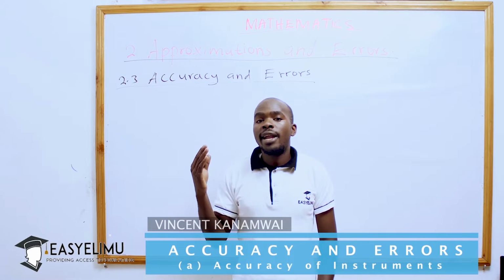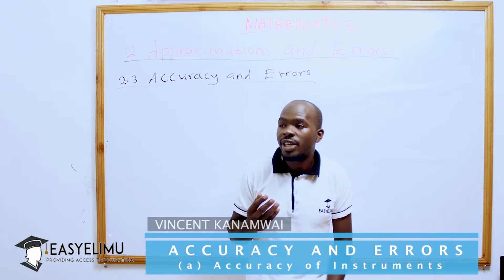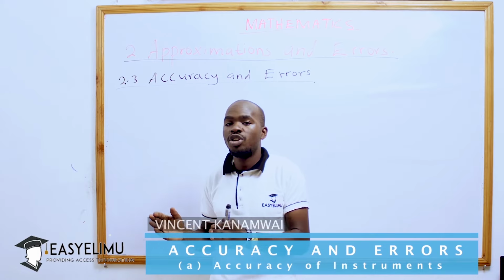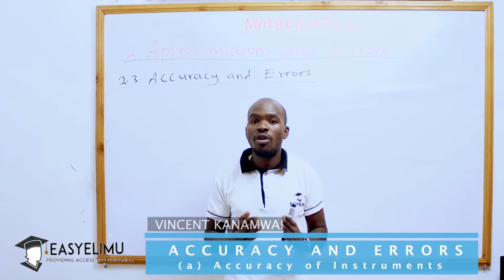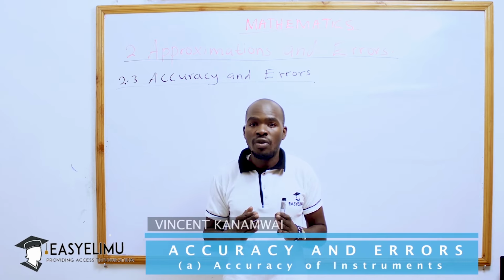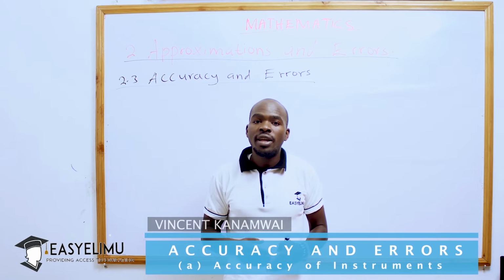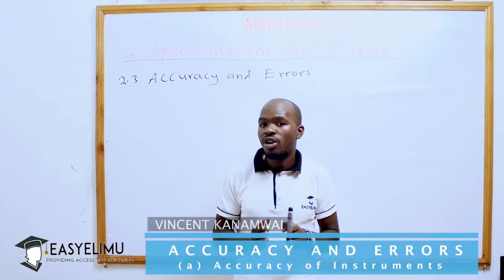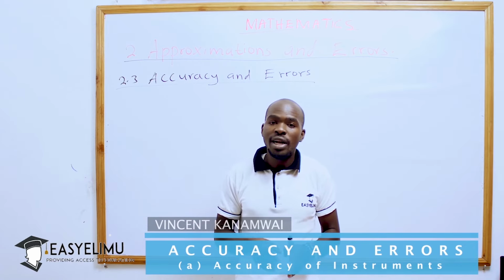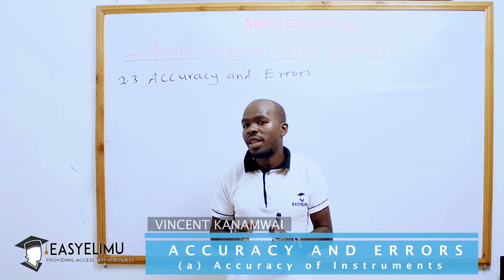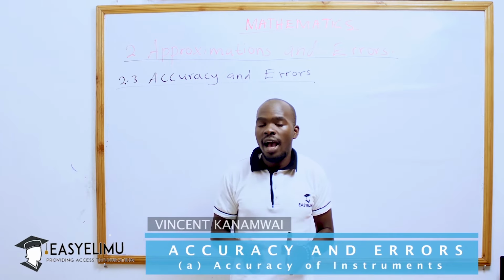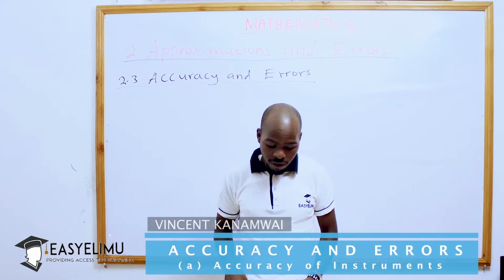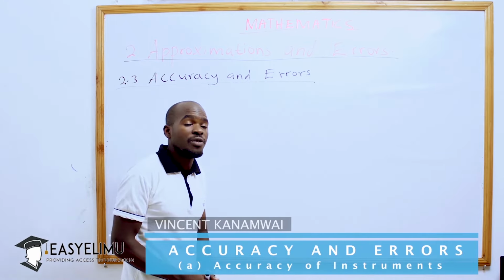And then the error comes in if we take the difference between the exact measurement of the given quantity you are measuring and the approximation we have. That is what we refer to as error. If the error is too big, then the accuracy of that kind of measurement is very low, so we cannot rely on it. But if the error is too small, then the accuracy is very high, and we can depend on the instrument you are using for measurement. For instance, let's see how accuracy of instruments works.